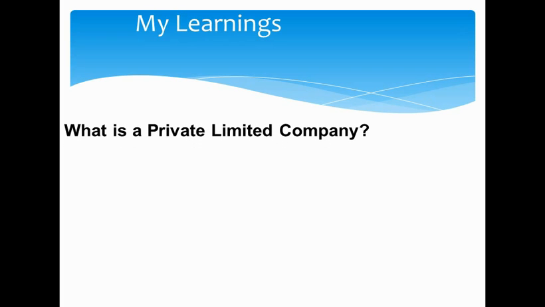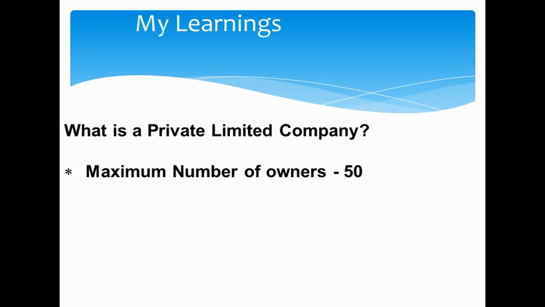What is a private limited company? Private limited company is a kind of joint stock company where the maximum number of owners can be 50 only. So there can't be more than 50 owners in case of a private limited company. So any private limited company can have minimum 2 owners and maximum 50 owners.